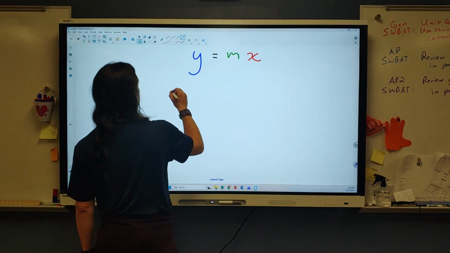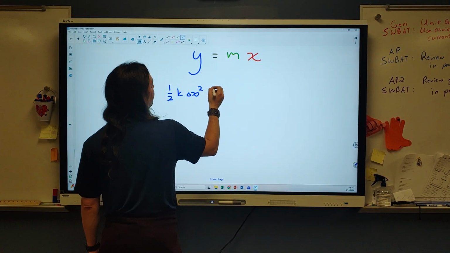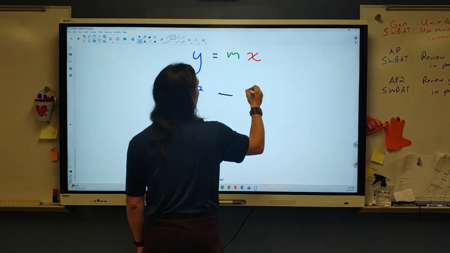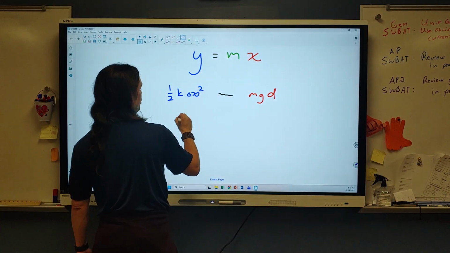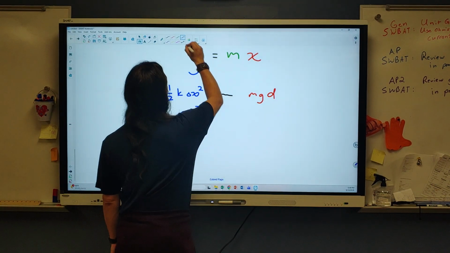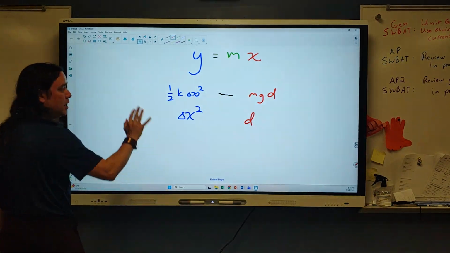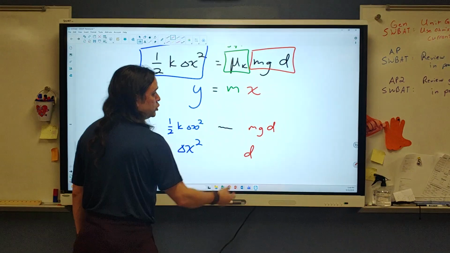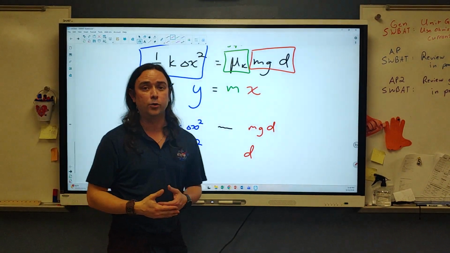So possible options are 1/2 k delta x squared versus mgd. Or we could also do delta x squared versus d, but our slope would be something different. There are other things that you could graph. You could even do delta x as a function of square root of d. What you choose to graph affects how you would interpret it.